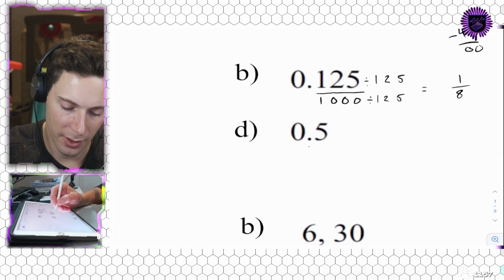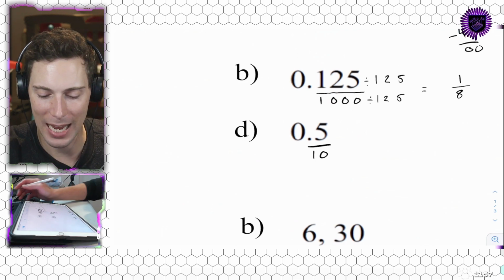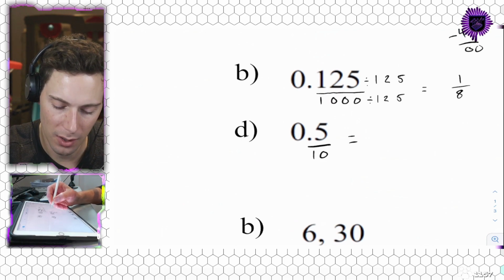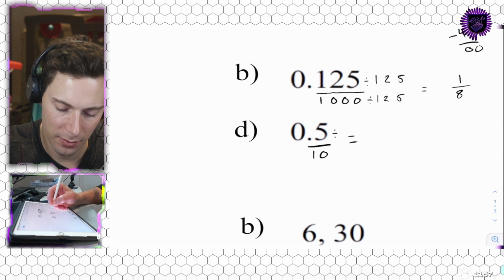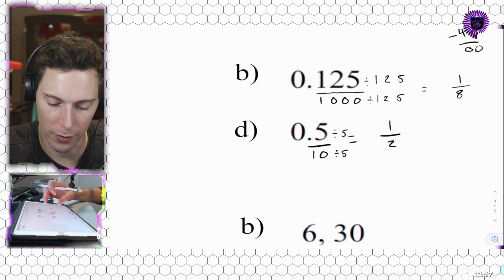0.5. Now, if we write this as 0.5, it's 5/10ths. So we'll write it over 10. 5 over 10 is 5/10ths, and this is going to be equal to, because you can divide both the top and the bottom by 5, 1/2.